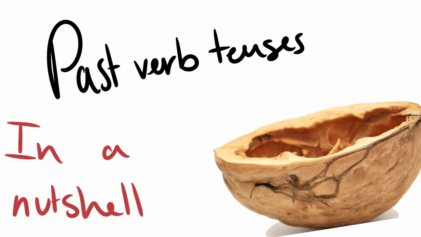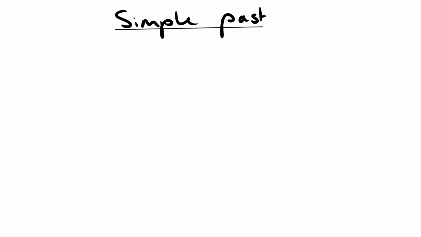Since I imagine I'm far from the only one who has a hard time memorizing all of this grammatical mumbo-jumbo, today I'll try to explain the past verb tenses in a simple, visual way. Let's start off with the easiest of the four, the simple past.